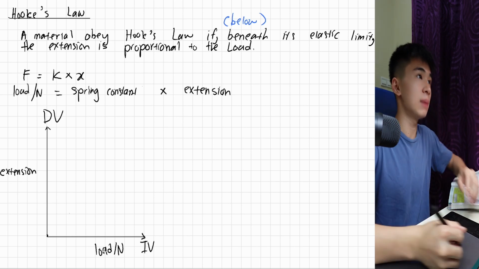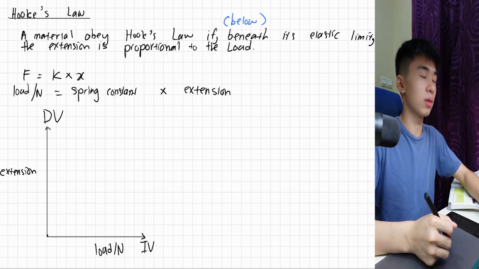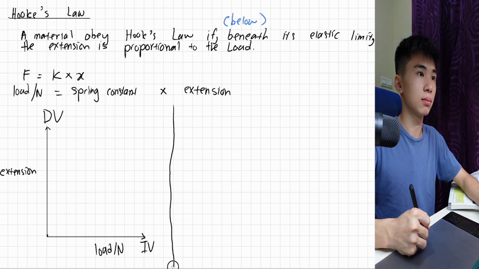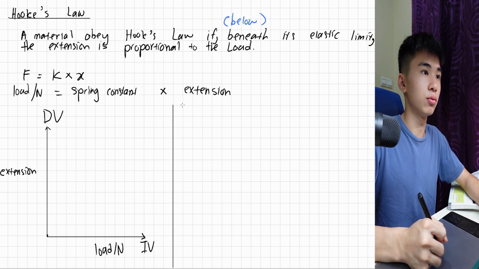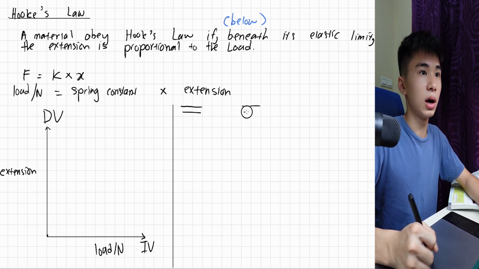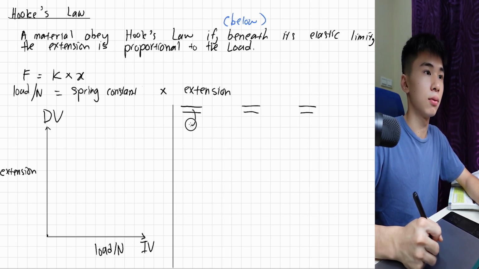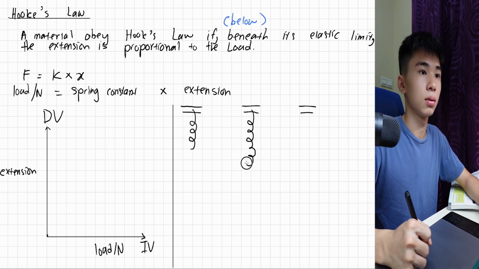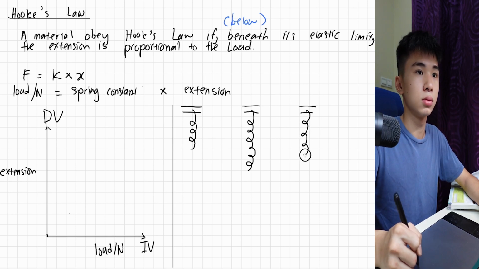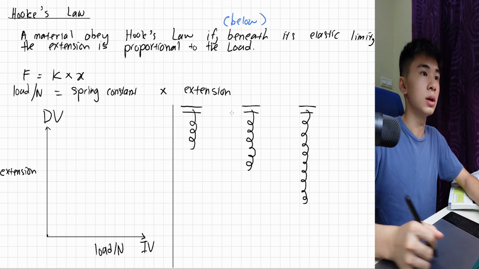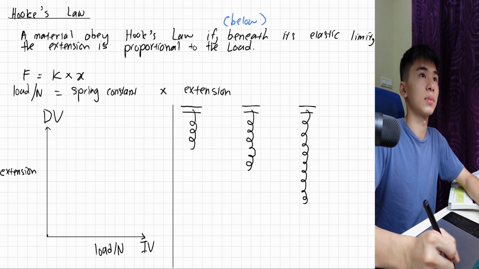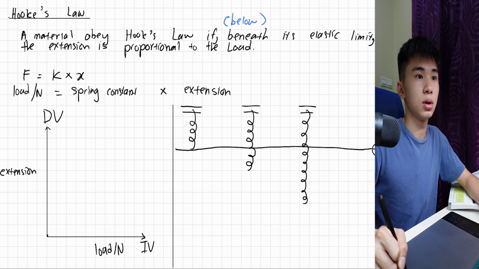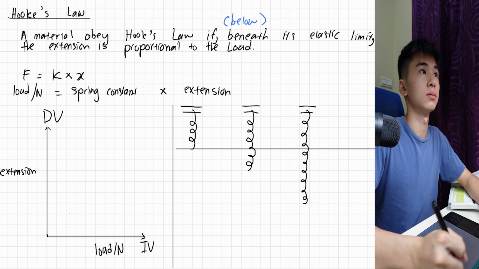Okay, and I'm just going to plot this graph, and let me draw a line here, and I'm going to draw a spring. I need 3 results, so 1, 2, 3. Okay, so let's say, let me just draw one line here. Okay.